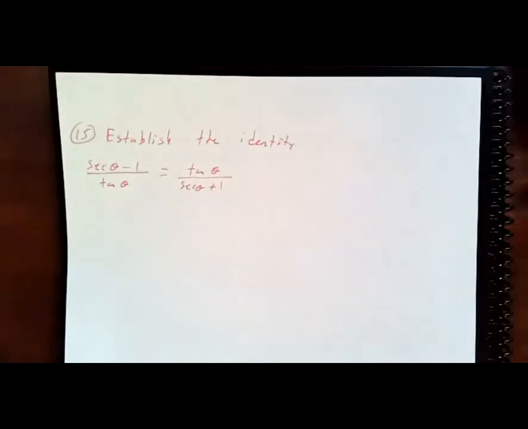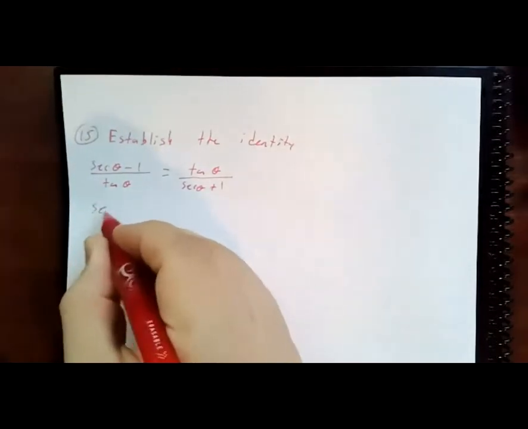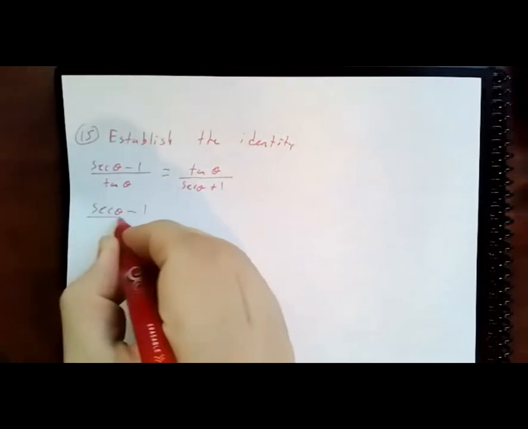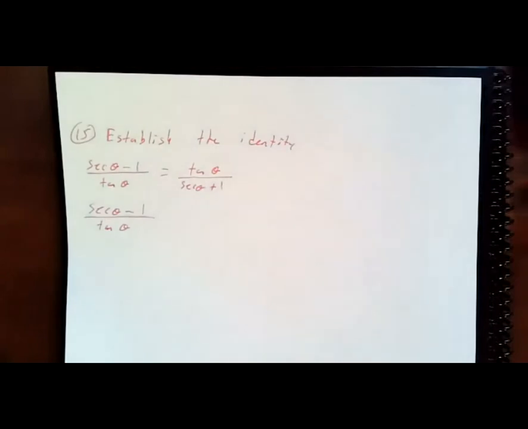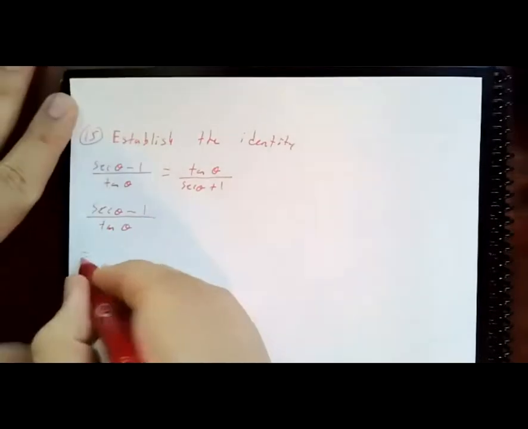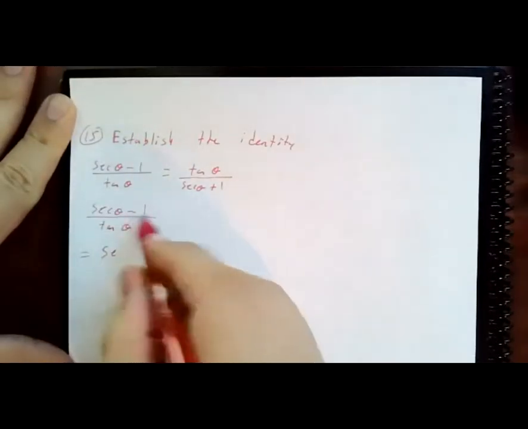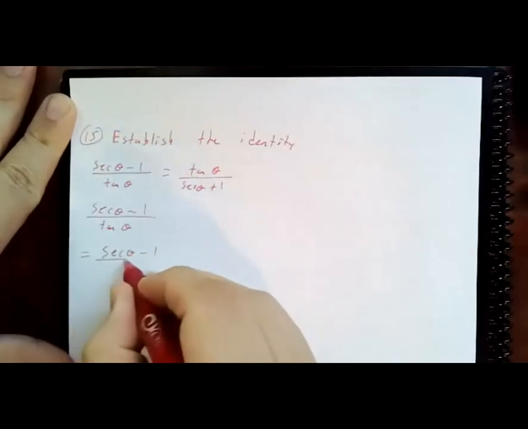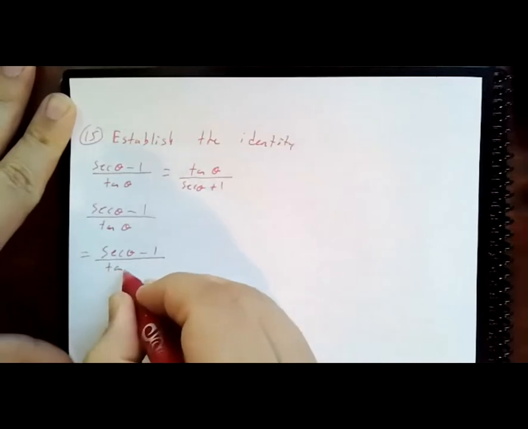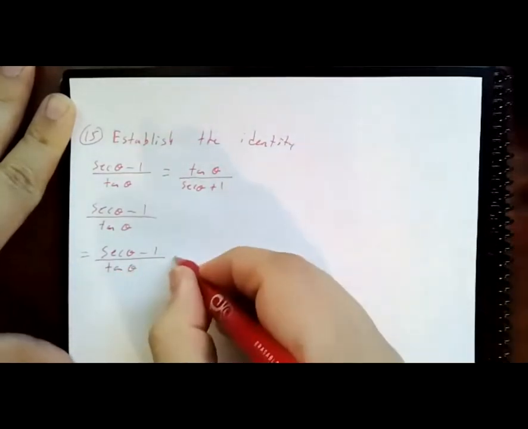So you choose a side. Doesn't matter which. On this one, they look pretty similar. So I'm just going to pick the one on the left, I guess. So I'm choosing this guy. And I'm going to try to get to the other side using all the properties we've learned. So one of the techniques is to multiply by the conjugate. So as soon as I see secant minus 1, I think, you know what, maybe if I multiply top and bottom by the plus 1 version, I can create some sort of identity to help me out.